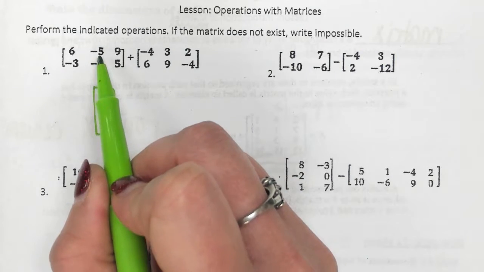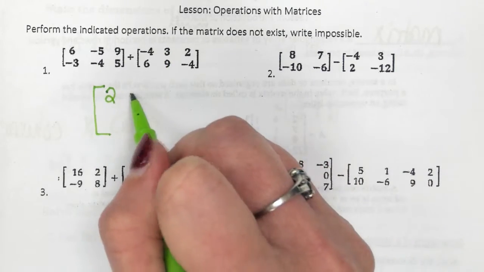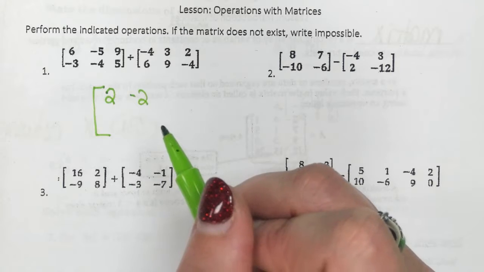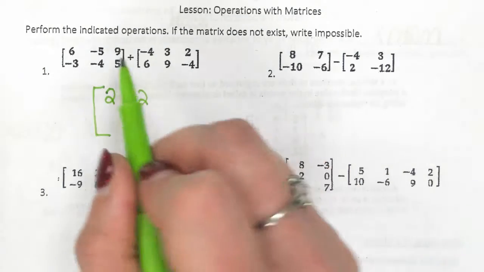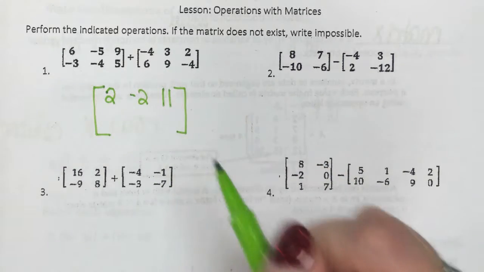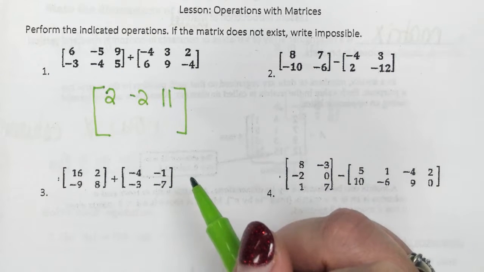What am I going to add with the -5? The 3. They're both in the middle, so that gives you -2, and your answer goes in the middle on the top row as well. Does that make sense to everybody? All right? And then you're going to add 9 plus 2, and that goes in the top row on the right. Y'all okay? All of them.